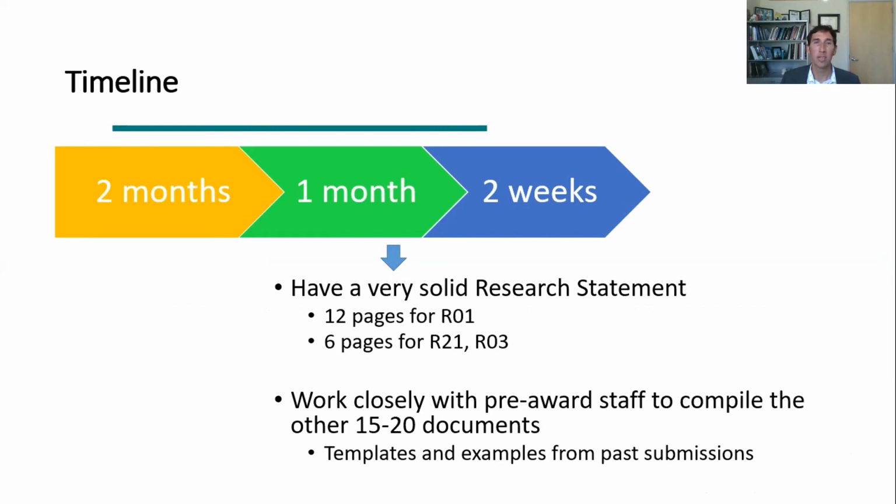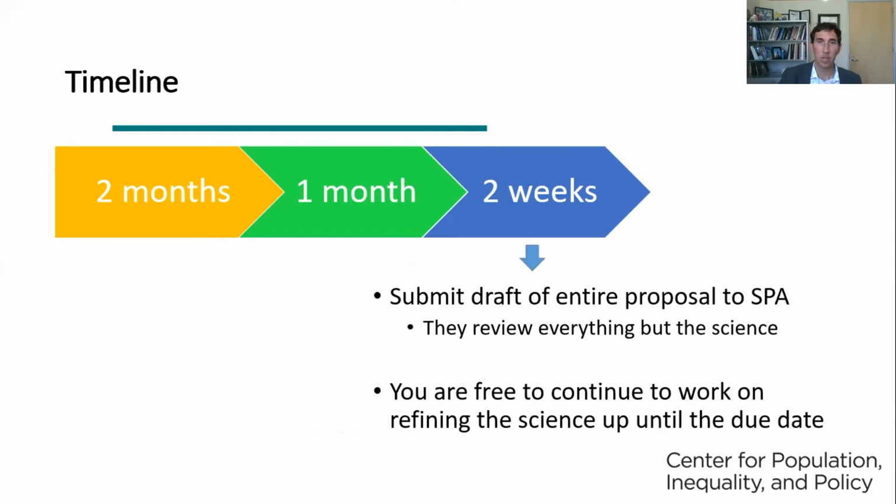And now you're working a lot more closely with pre-award staff on around 15 to 20 administrative documents that you can borrow from templates and examples from past submissions. When you're around 2 weeks away, SPA, Sponsored Projects Administration, will want to see it. They review it for ensuring that all of your documents meet NIH requirements. They don't really review the science.